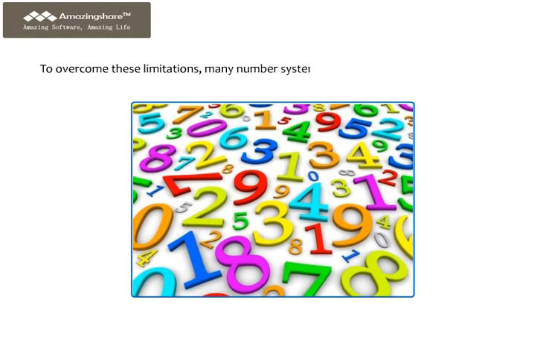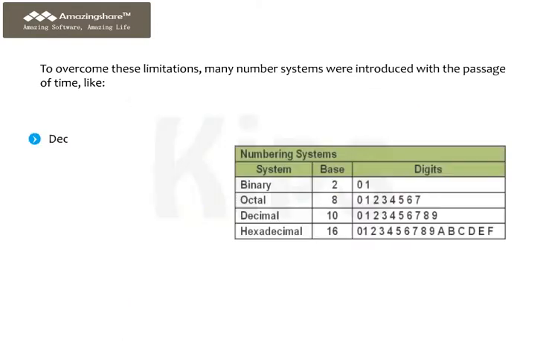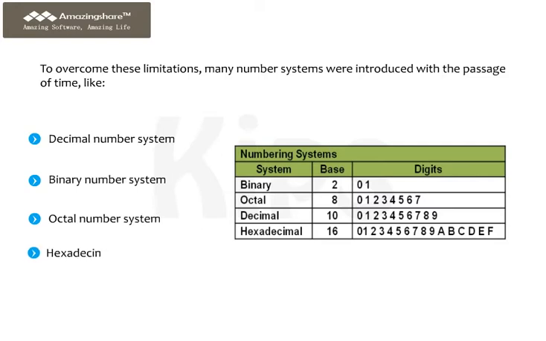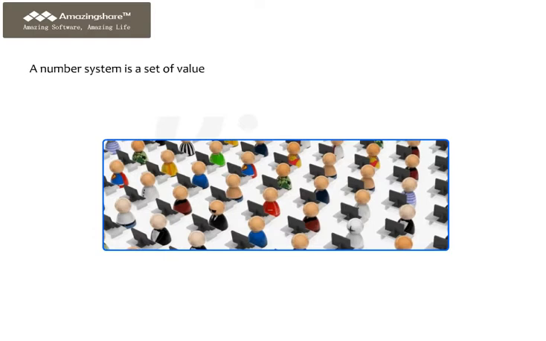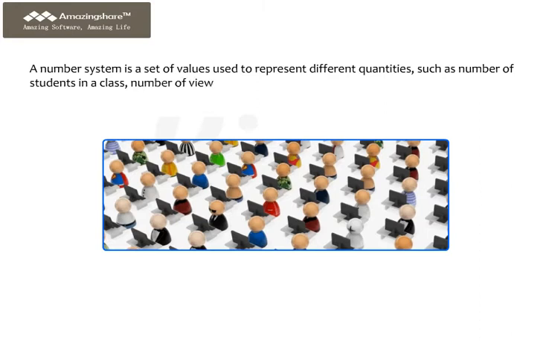To overcome these limitations, many number systems were introduced with the passage of time, like decimal number system, binary number system, octal number system, hexadecimal number system. A number system is a set of values used to represent different quantities such as number of students in a class, number of viewers watching a particular show, etc.